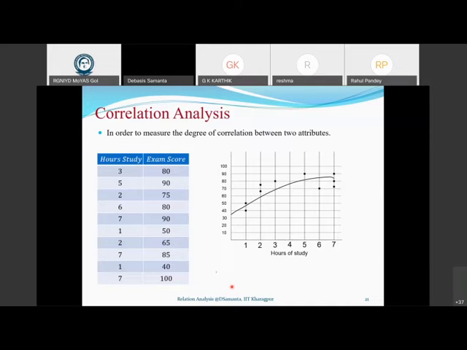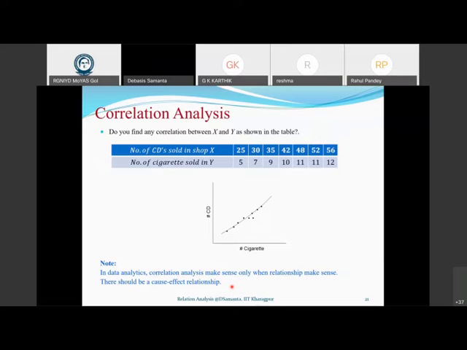Then you can understand whether it is a positive correlation, a negative correlation, or no correlation. You will say yes, there is a correlation, because here the exam score increases as the hours of study increase. So this is an example of a positive correlation. Correlation exists between study and exam score. Now, correlation analysis is applicable to meaningful scenarios.